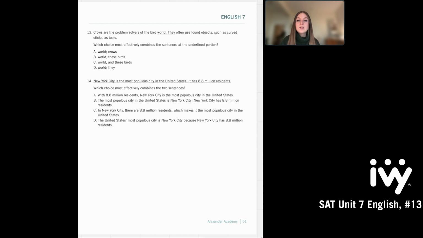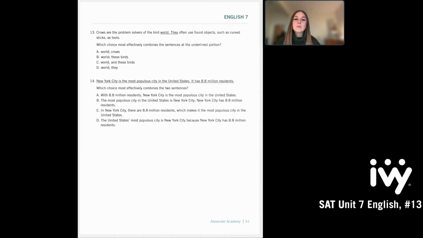Number 13. Crows are the problem solvers of the bird world. They often use found objects, such as curved sticks, as tools. Which choice most effectively combines the sentences at the underlined portion? We can use a semicolon here to connect 2 independent clauses and connect those 2 sentences effectively.